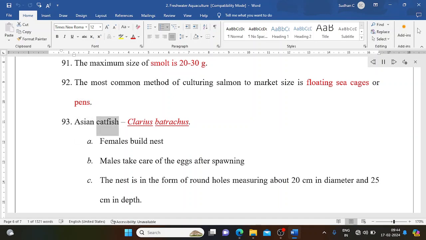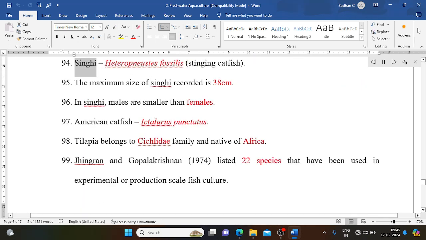Asian catfish, Clarias batrachus. Females build nests. Males take care of the eggs after spawning. The nest is in the form of round holes measuring about 20 centimeters in diameter and 25 centimeters in depth. Singi, Heteropneustes fossilis, stinging catfish. The maximum size of singi recorded is 38 centimeters. In singi, males are smaller than females.